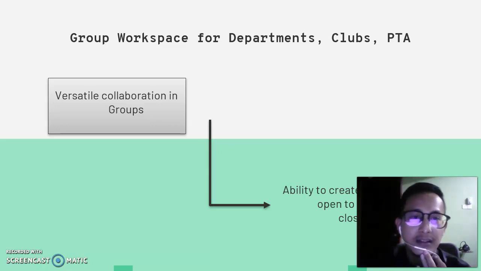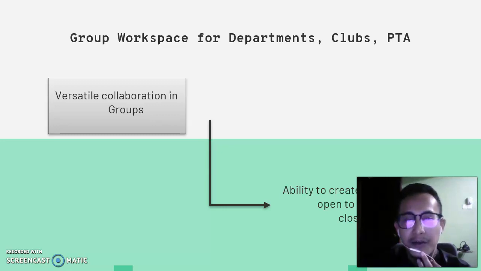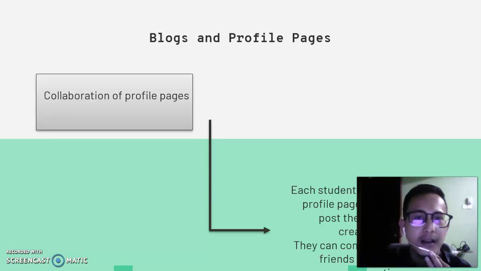Right. A group workspace for departments, clubs, and the parent-teacher association (PTA). Schoology has versatile collaboration in groups. It gives the ability to create groups that are open to everyone, and also closed groups to discuss something private among yourselves. Right.